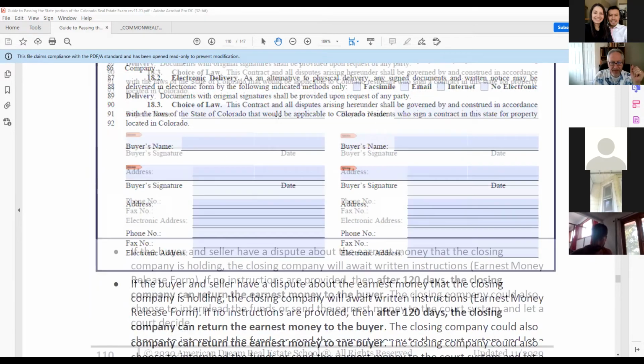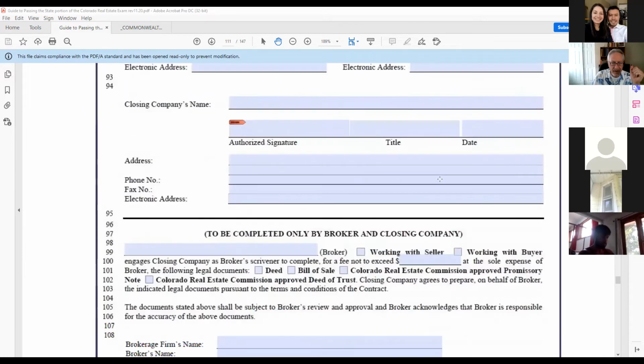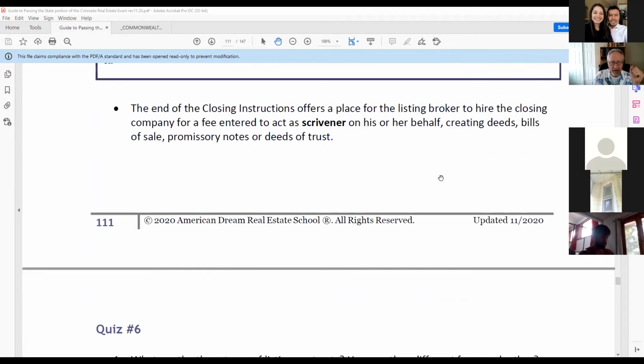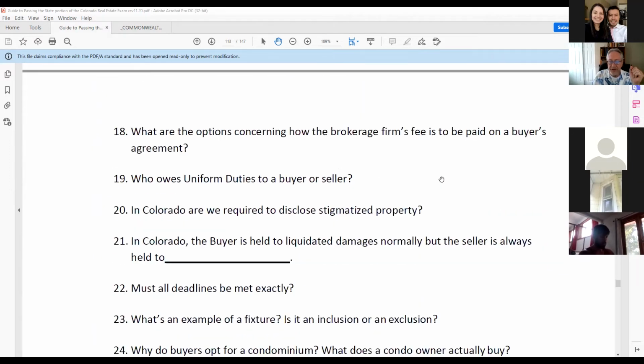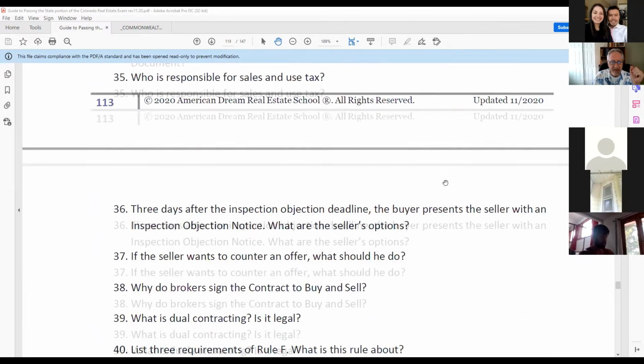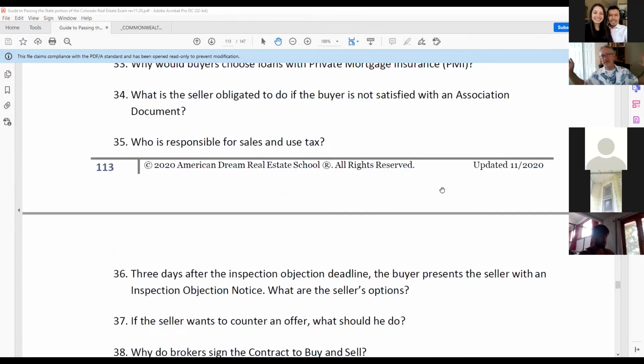That pretty much wraps up that form. That's the part on that form that you could be tested on: 120 days. They can return the money after 120 days. Now, let's move on. That wraps up what I didn't finish on Tuesday. Now let's get into any other questions on contracts. Stop there. Any questions on contracts?